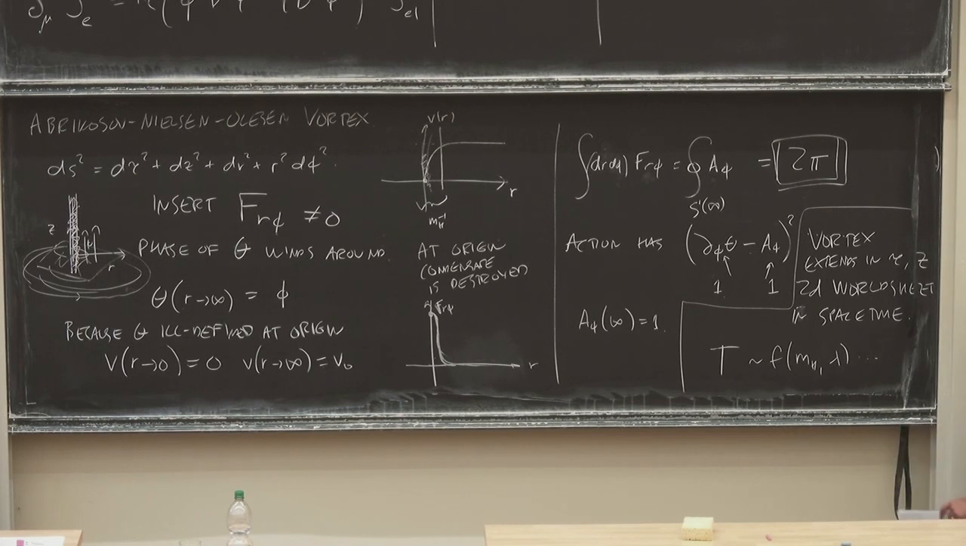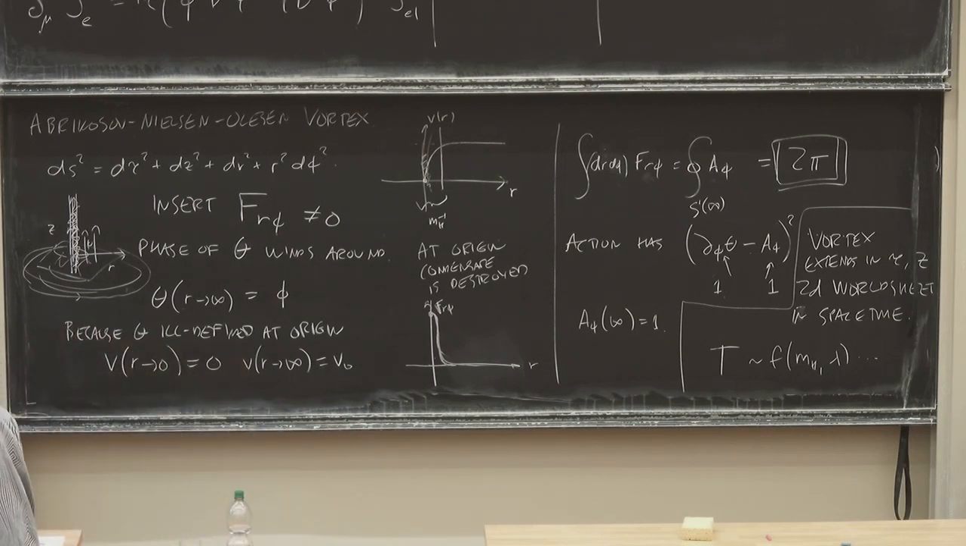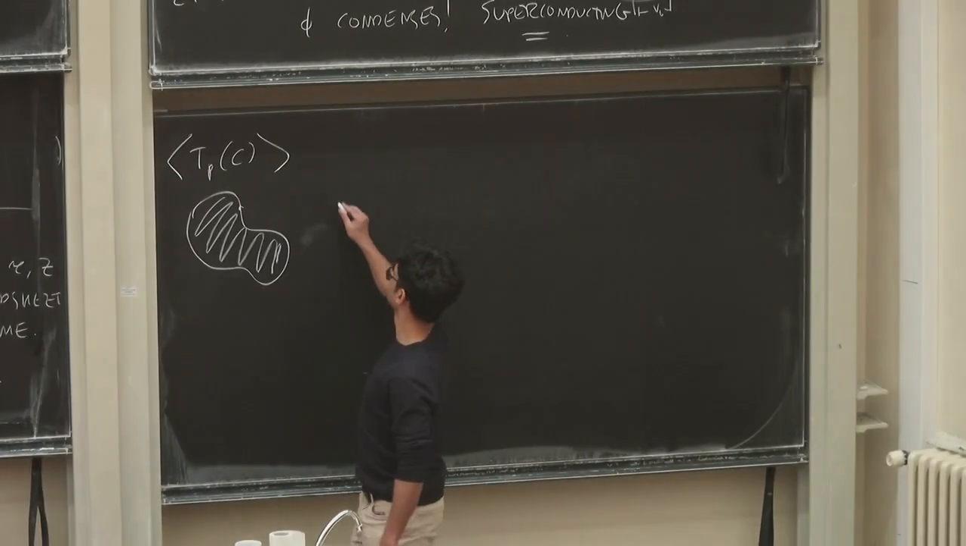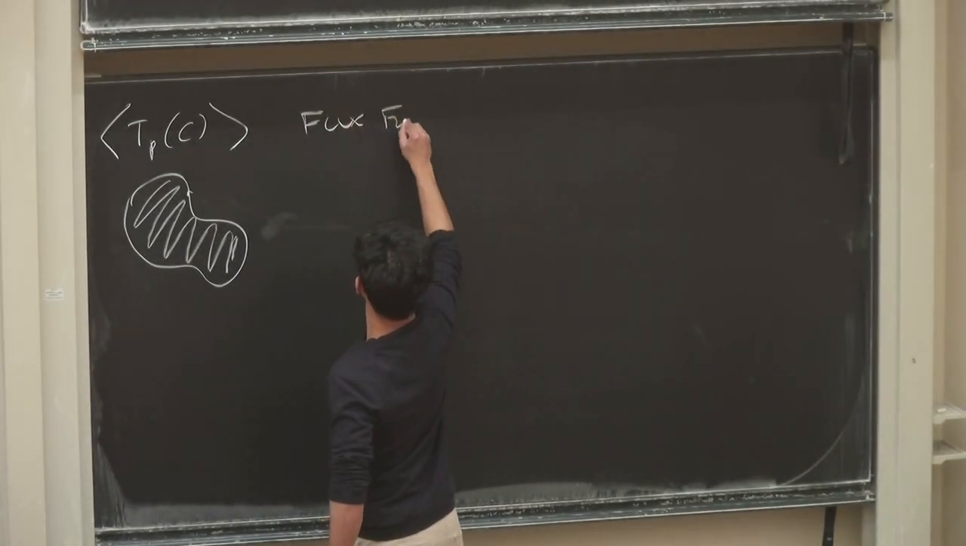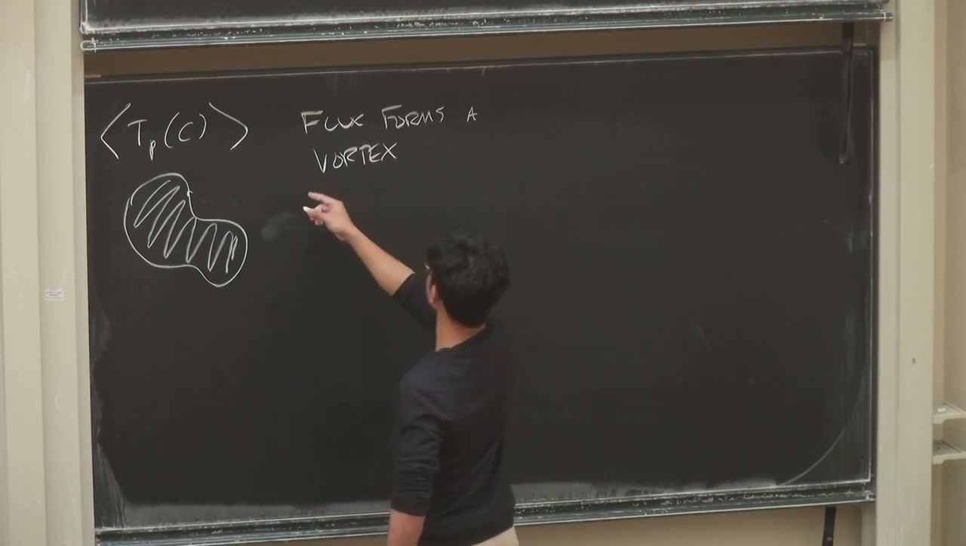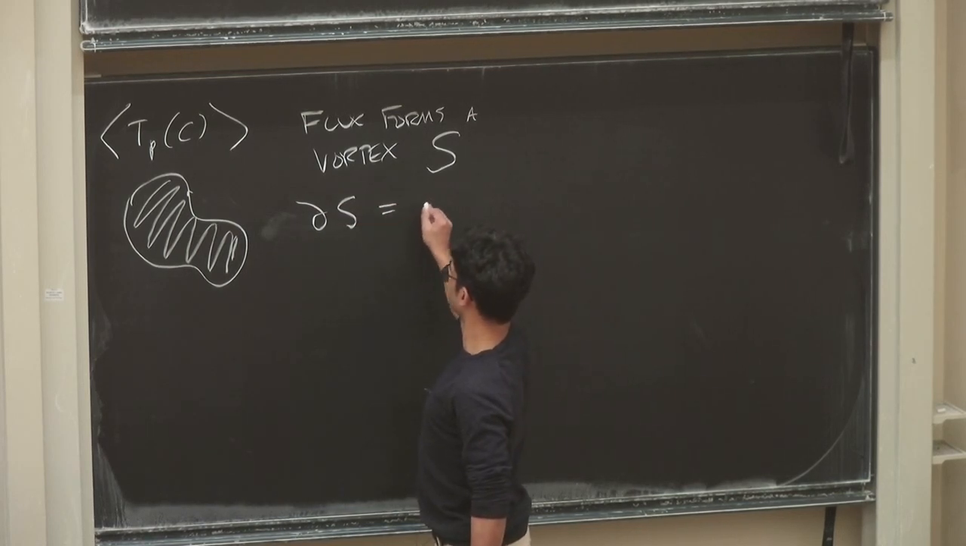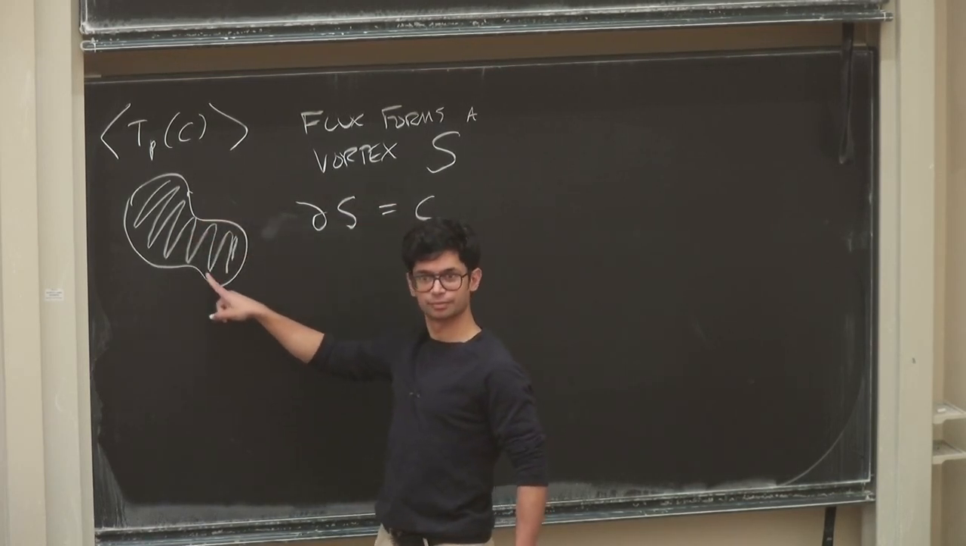So, the expectation value of the 't Hooft line over some closed curve C. So here's my closed curve C. What is going to happen? The 't Hooft line makes magnetic flux. That magnetic flux makes a two-dimensional world sheet in space-time. So the flux forms a vortex. The vortex is a world sheet S, and the boundary of the vortex is, of course, exactly this curve C.